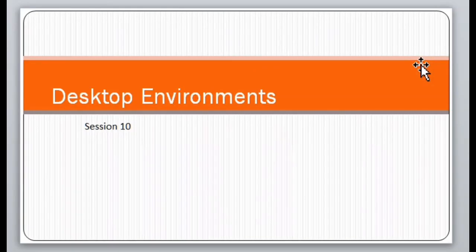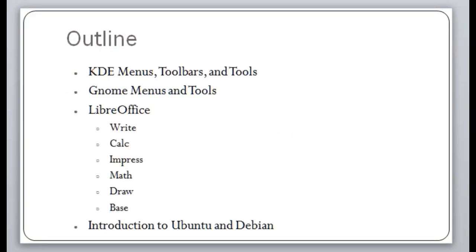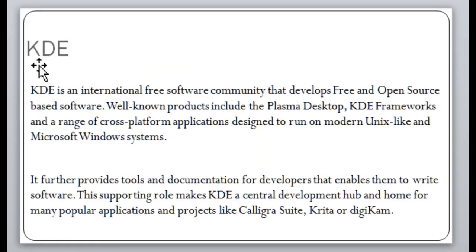Today we're going to be covering desktop environments. Last course, we went over backup media, Unix device names, tar and cpio, file transport, and conversion with dd. Today, we're going to be covering KDE menus, toolbars, and tools, GNOME menus and tools, LibreOffice, and its programs such as Write, Calc, Impress, Math, Draw, Base. We're going to also introduce you to Ubuntu and Debian. Let's jump right in with KDE here.